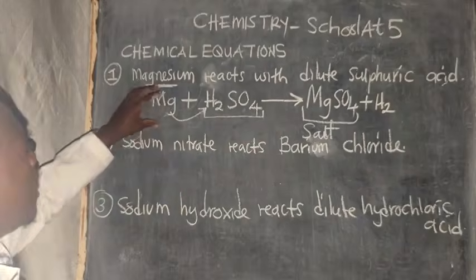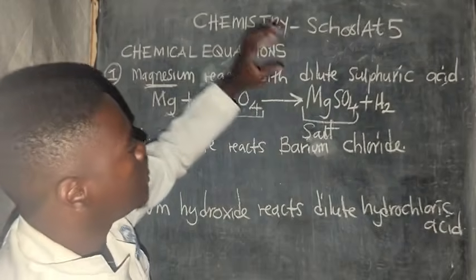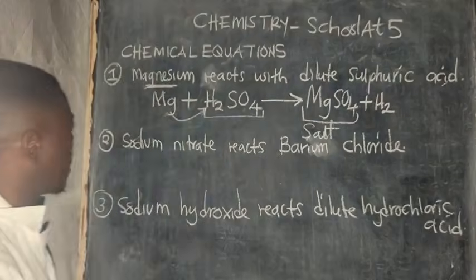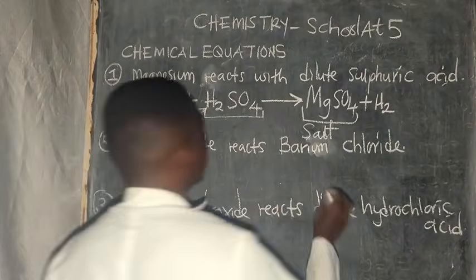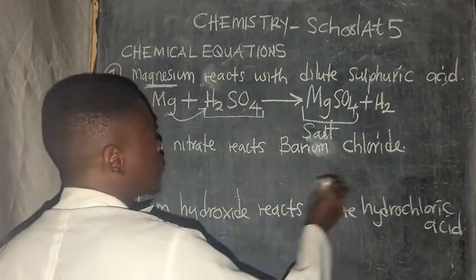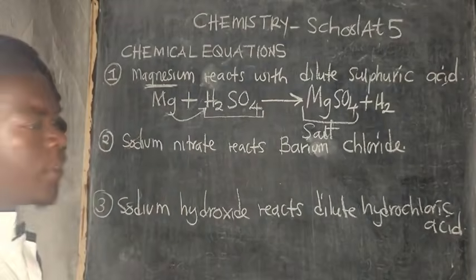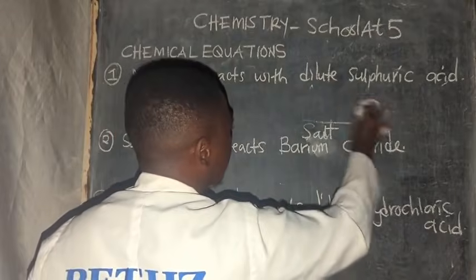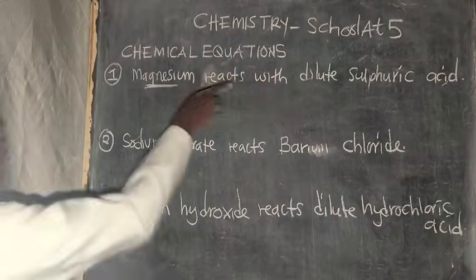So when a metal reacts with an acid, what is formed is a salt plus hydrogen, exactly like this. This is what you need to know. So we are saying that when a metal reacts with an acid, you can have a chemical equation like this. We are done with this one. I just want you to get this. This is another one.